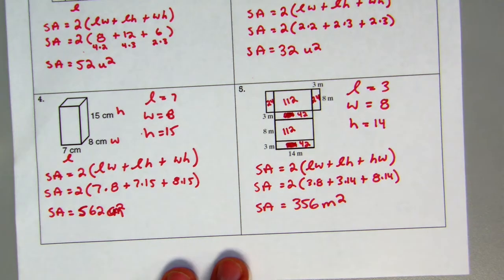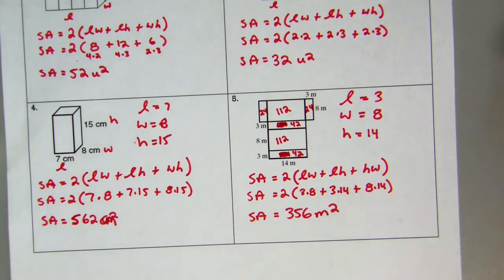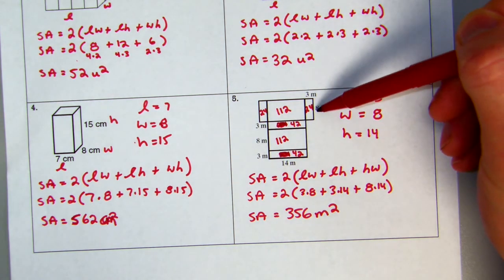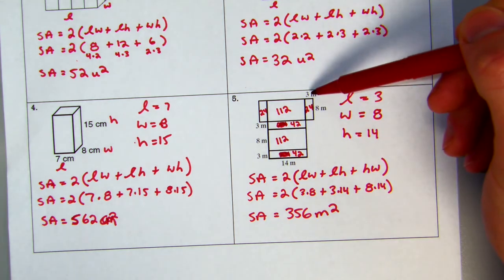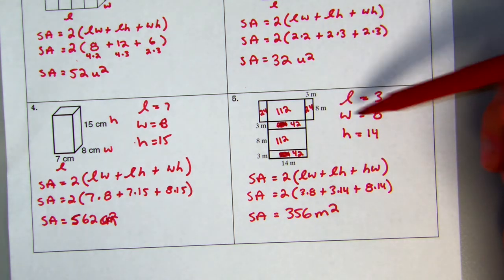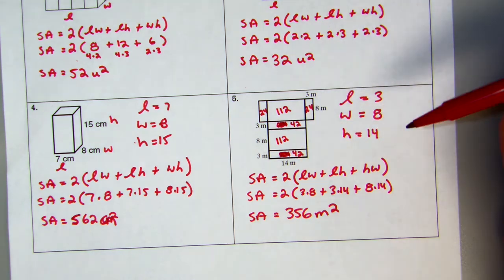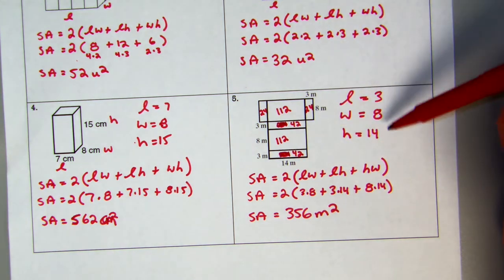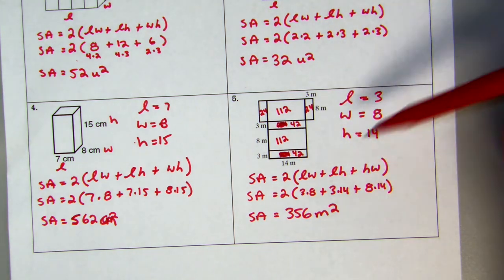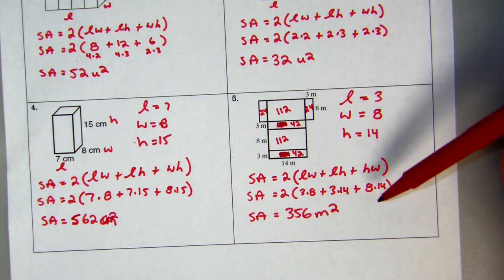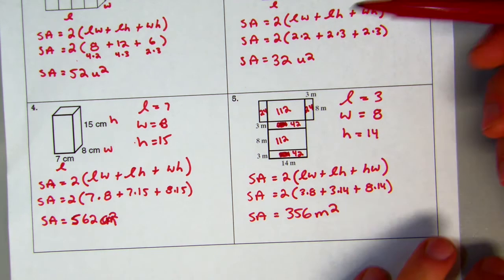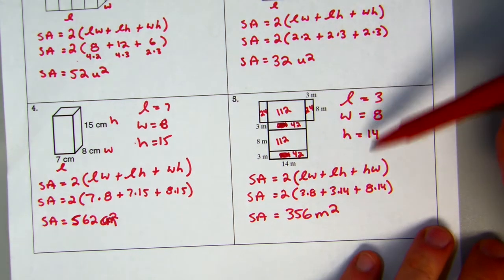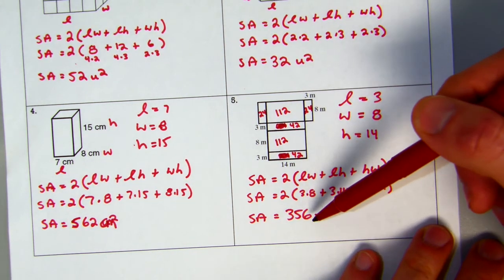And then this last one, 5, was an actual net. We can see when we solve the net, we have a 3 by 8, and then we also have a by 14. I went ahead and said the length was 3, the width is 8, the height is 14. You can honestly pick whichever way you want to do it. You're still going to be multiplying each number together once and then multiplying it by 2, so that part doesn't matter. But we go ahead and plug those into the equation, you get 356.